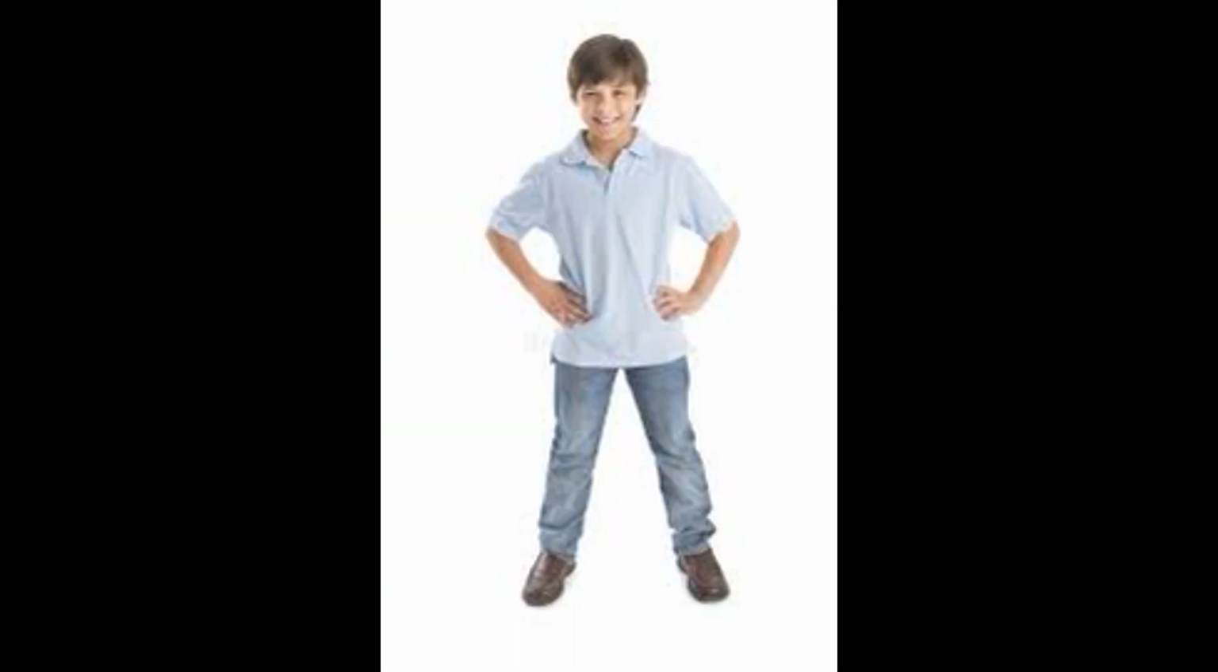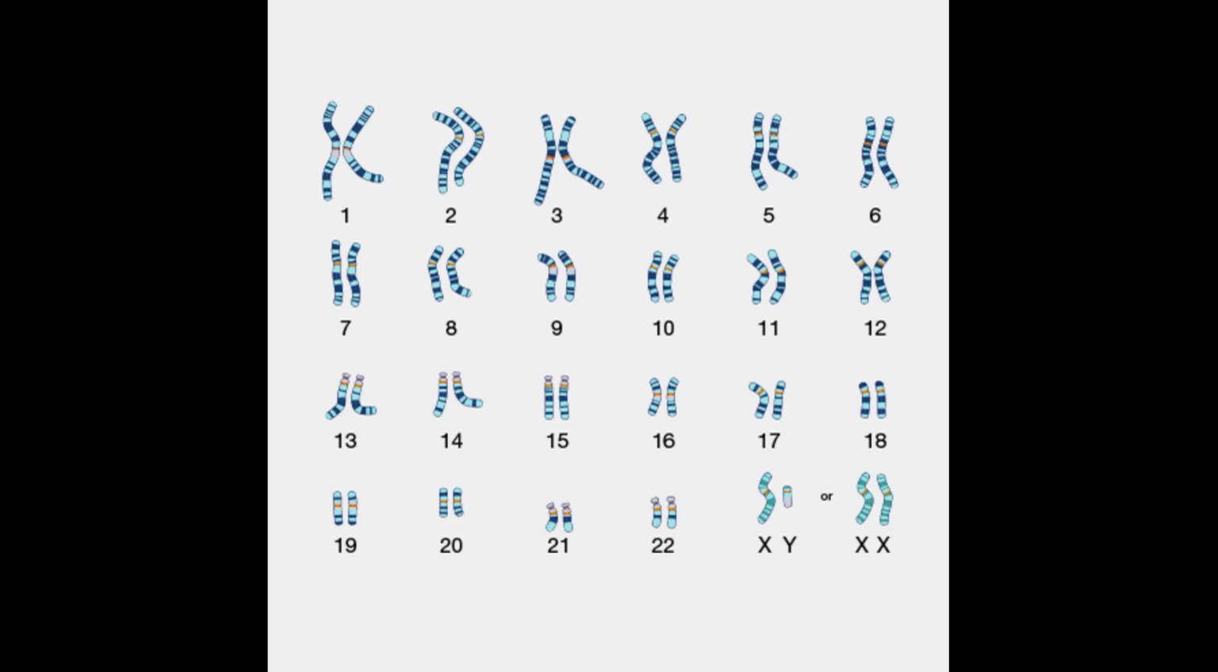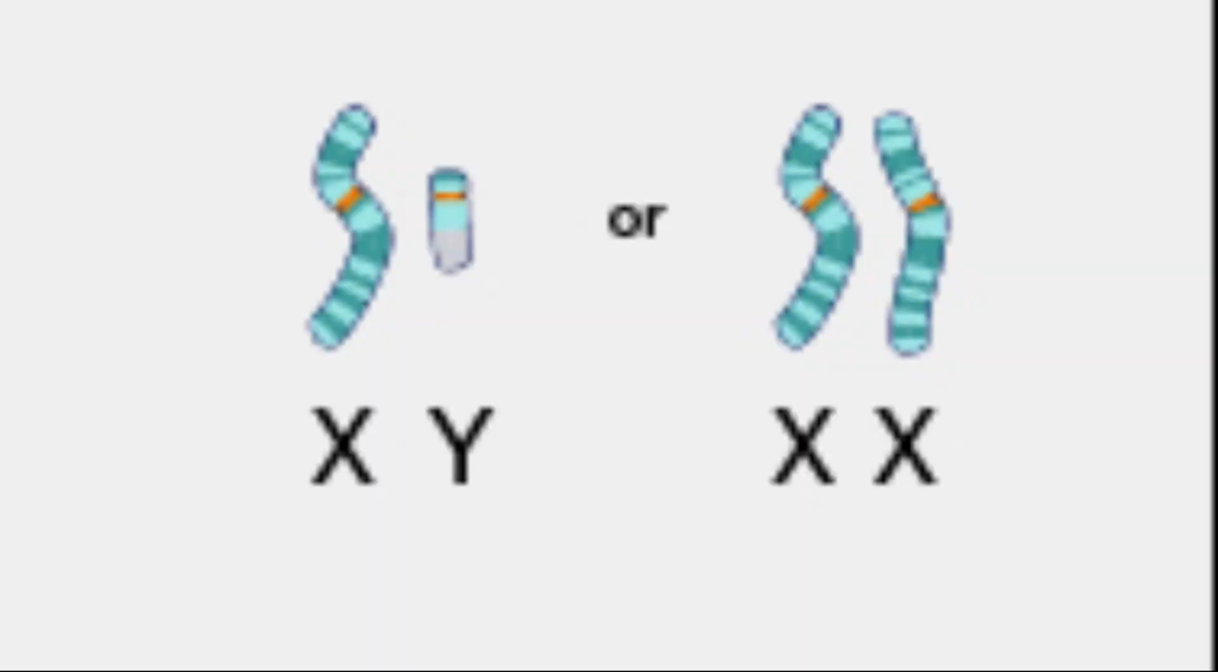Now back to the question earlier. Have you ever wondered why you're a boy or why you're a girl? Now there's actually a very simple answer to this. All of our DNA is stored within 23 pairs of chromosomes. But if you look closely right here, you can either have an X or Y chromosome or 2 X chromosomes. If you have 2 X chromosomes, you're a female, and if you have an X and Y chromosome, you're a male. This is the only genetic difference between men and women.